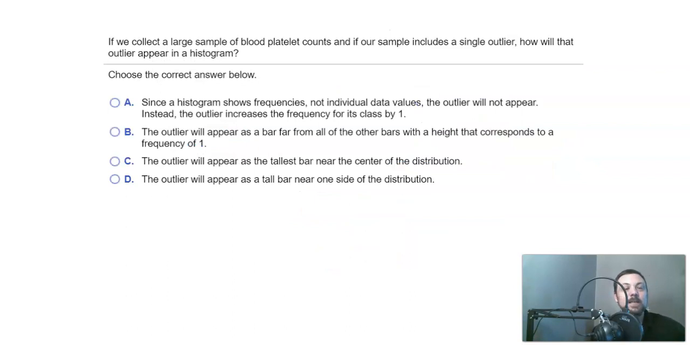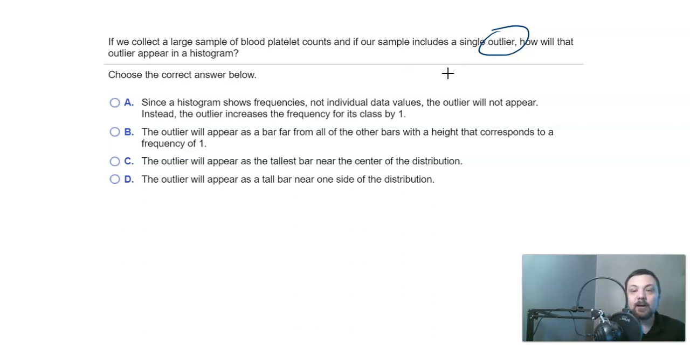If we collect a large sample of blood platelet counts, and if our sample includes a single outlier. Okay, so I did not define this, and I don't know if it gets defined in chapter 1. I can't remember because I haven't done those videos yet. And I didn't talk about this in 2.1 either. I know that for a fact. And I forgot to put it in my original PowerPoint with the definitions. So when I saw this question on the homework, I just took a picture of it and I thought I would talk about it there.